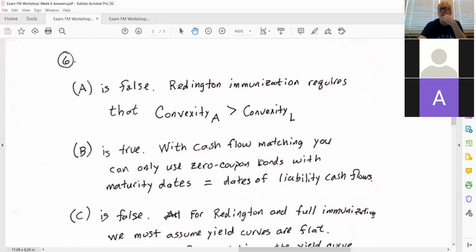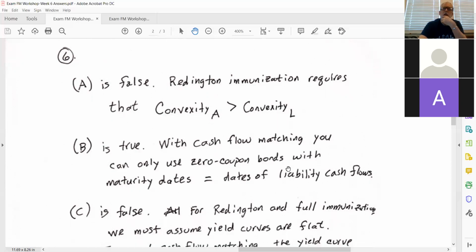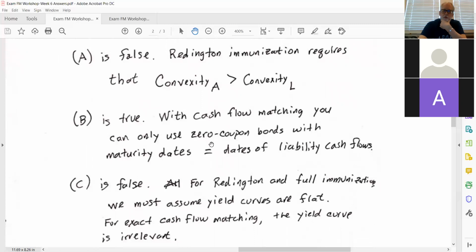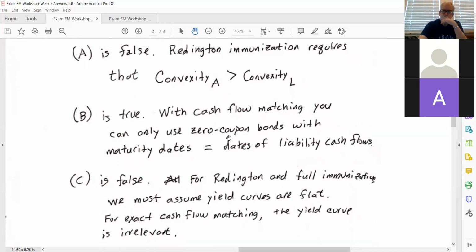Well, you can use some coupon bonds, as we saw, but for Redington immunization, there's anything you can use because you're just matching the duration of the assets to the duration of the liabilities. So there's more assets you can choose from if you're using Redington immunization rather than cash flow matching. So it's not true that you can only use 0 coupon bonds, but you always need to have an exact number like the ones we've seen before.